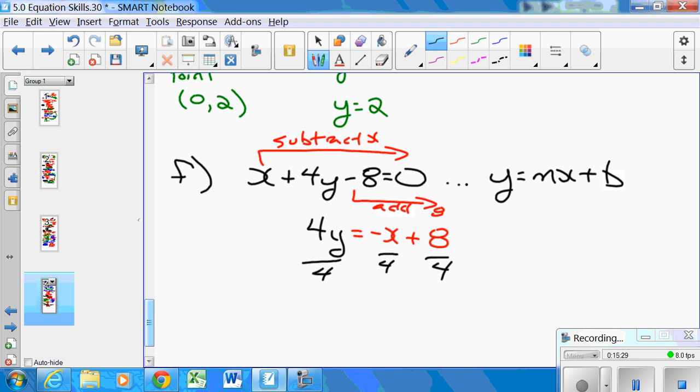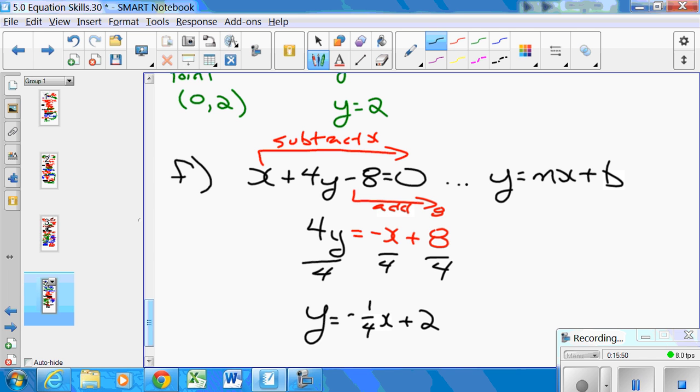So then I have just y equals. Again, the number in front of x, there's a 1 there. So it's negative 1/4 x. And 8 divided by 4 is 2. So those are the steps you can go through for algebraically writing your equation in the slope y-intercept format.